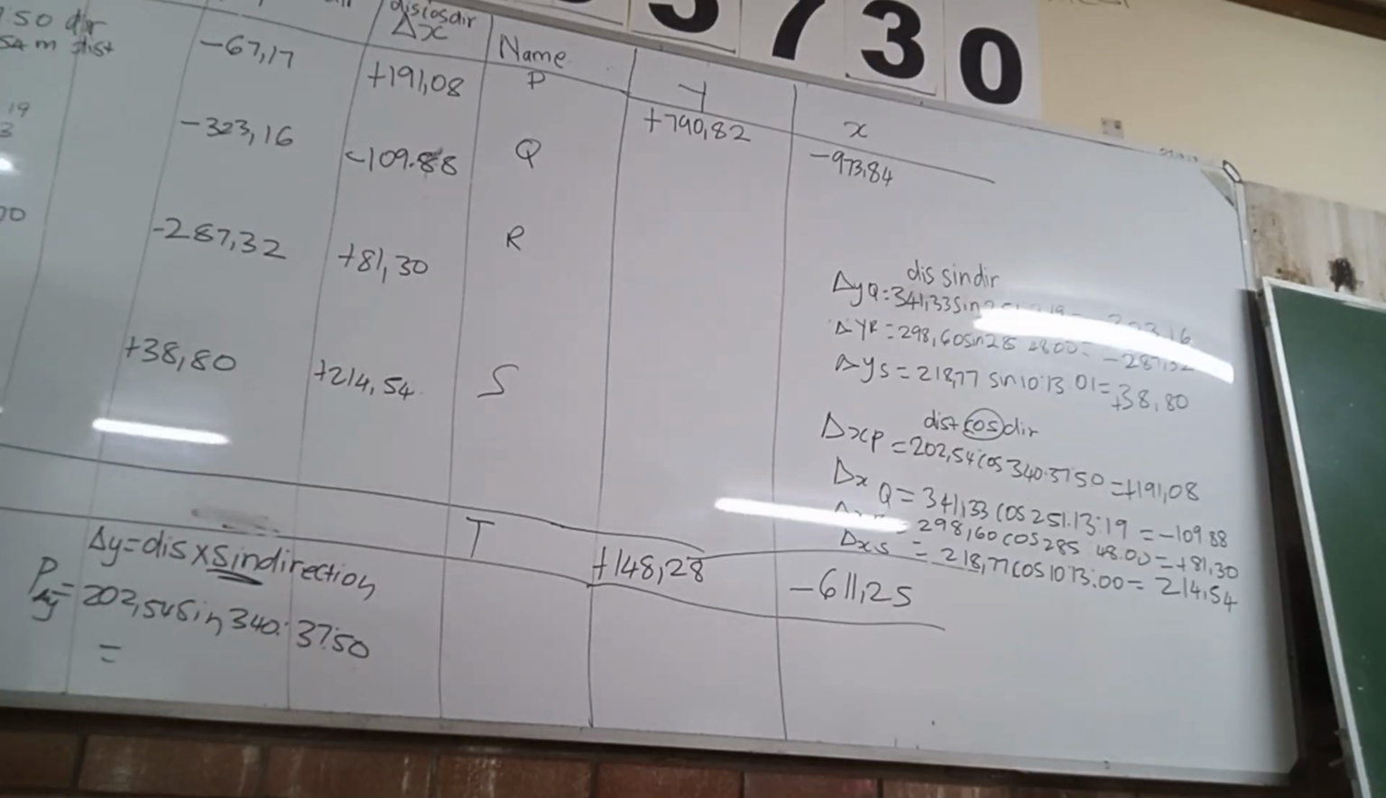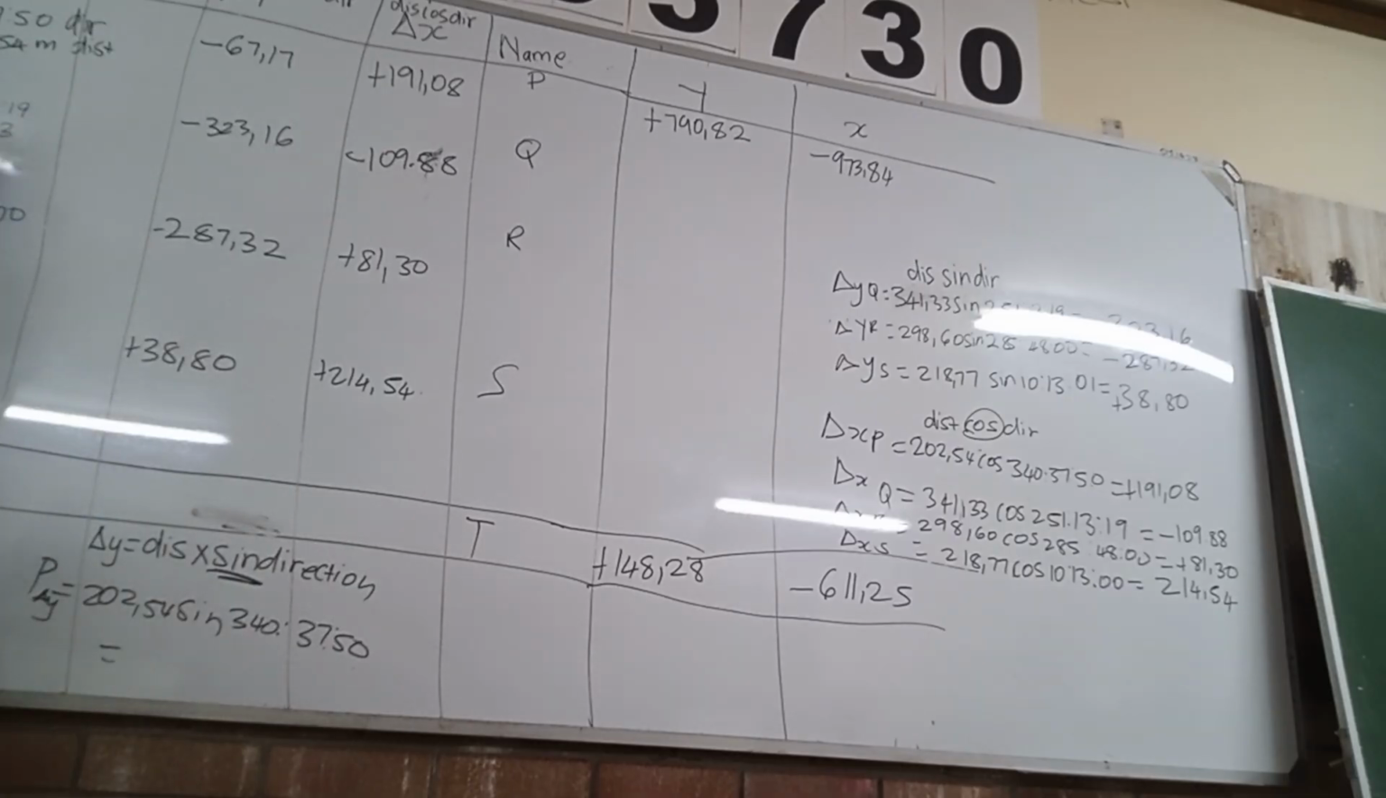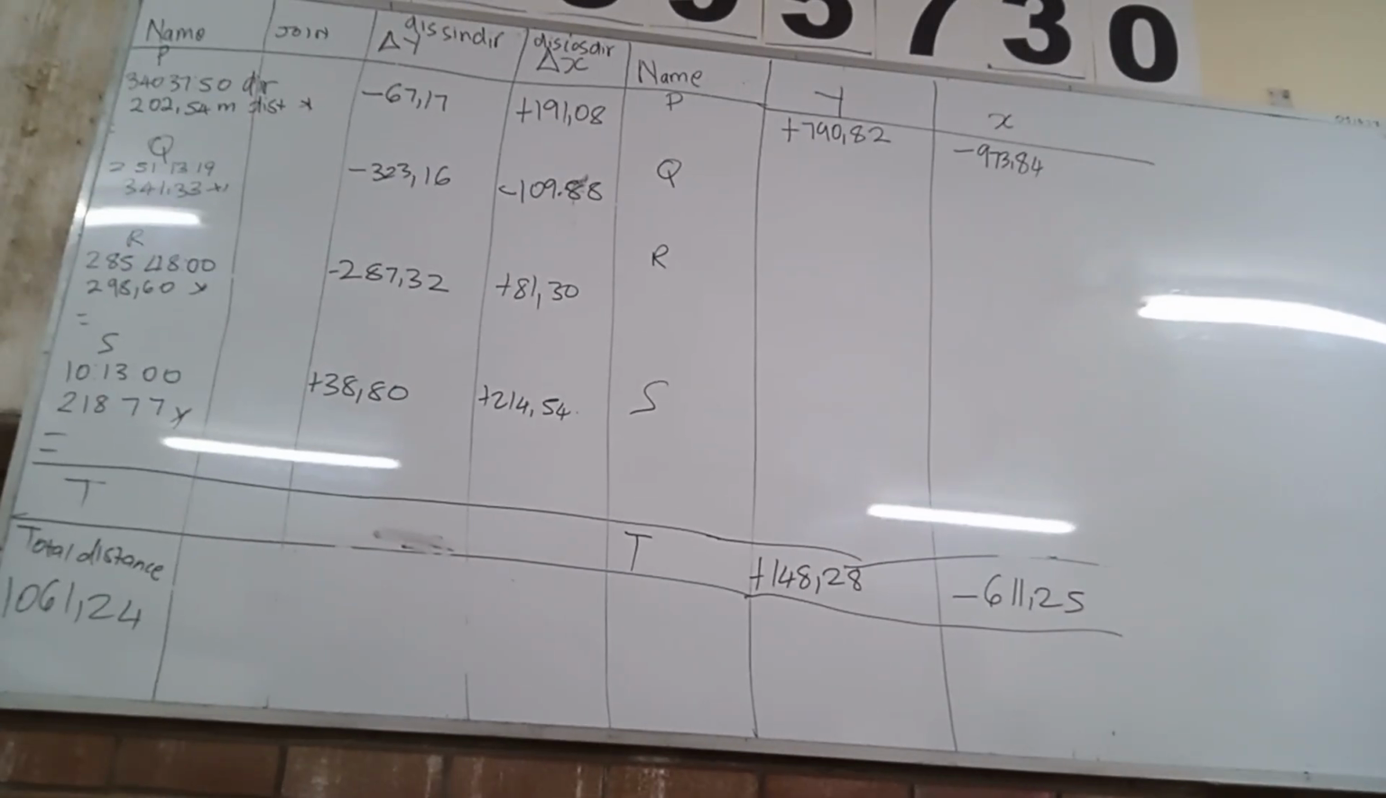So now let us move on. Before we can go to y and x, let us get the total distance. Total distance means we're going to add the distances. We need the sum of the distances. So let us add what we get. Now that we have the total distance, we can go to our y and x column.